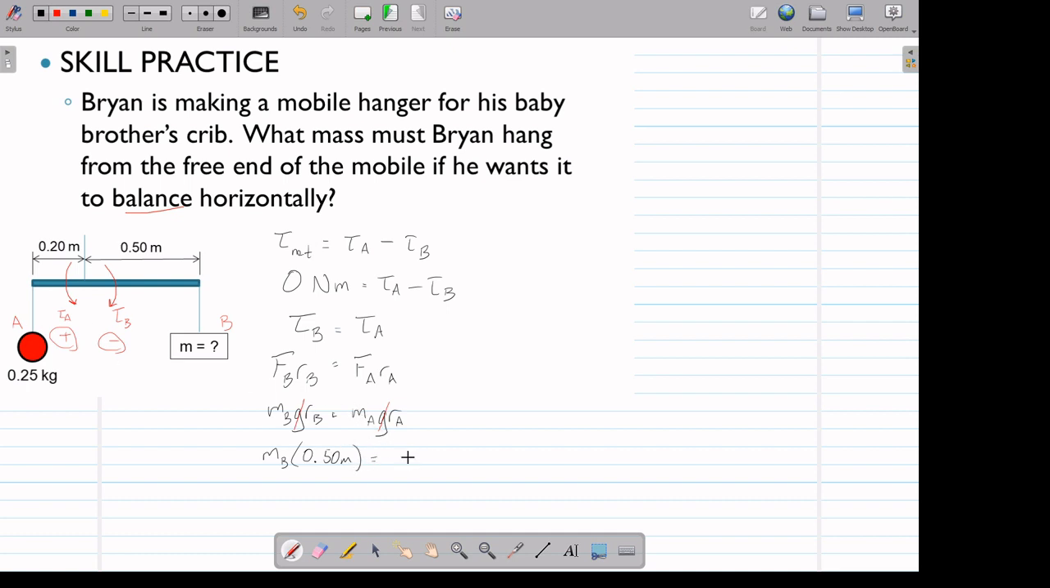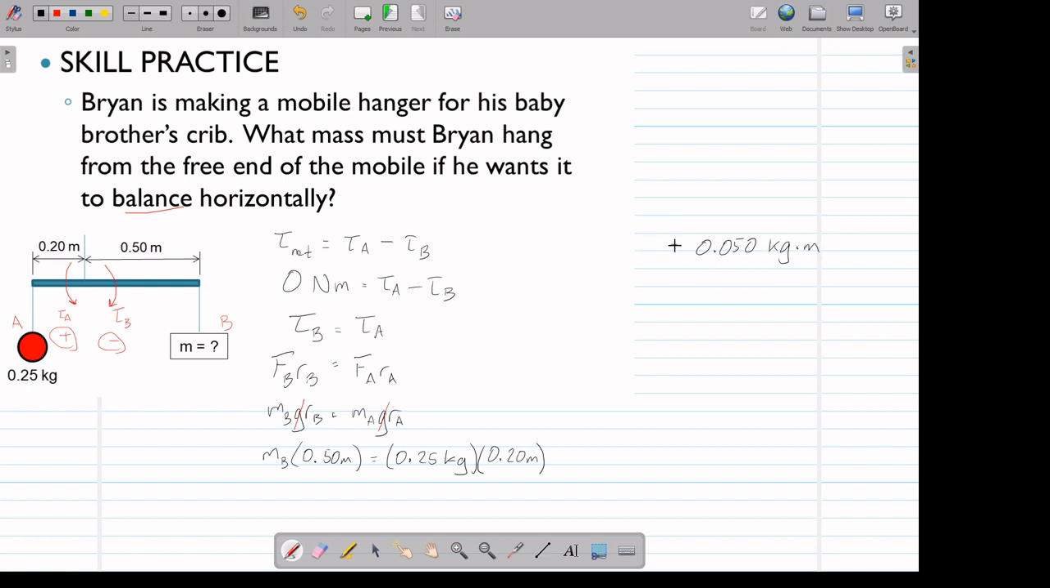We know that the mass of A is 0.25 kilograms, and the radius of A is 0.20 meters. All right, simplifying that right-hand side, we're going to multiply 0.25 times 0.20, and that is going to give us 0.050 kilograms times meters.